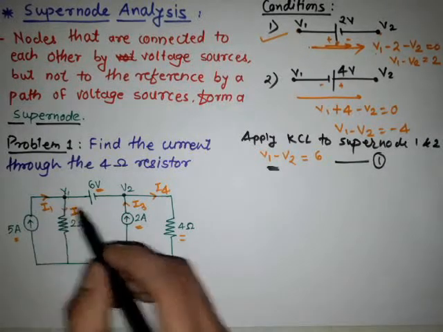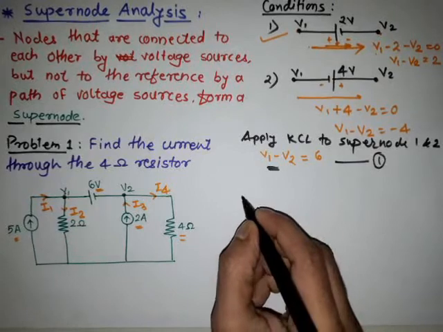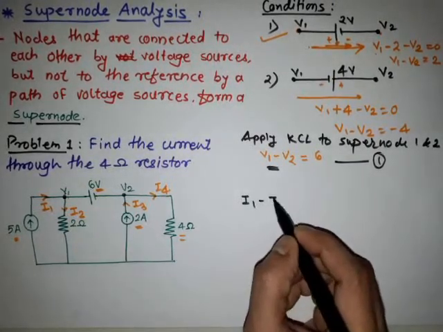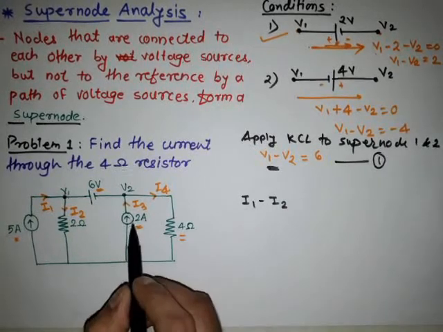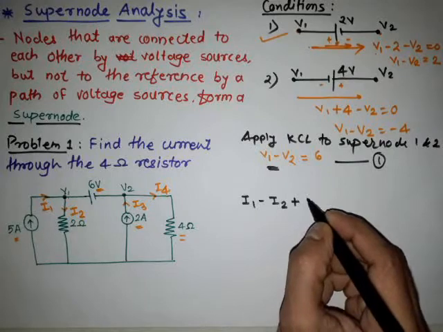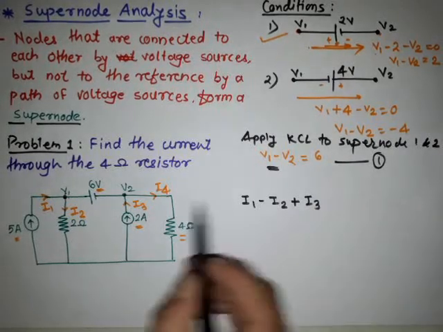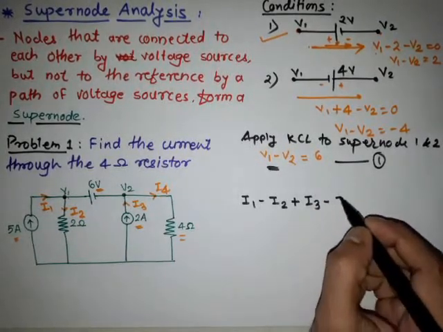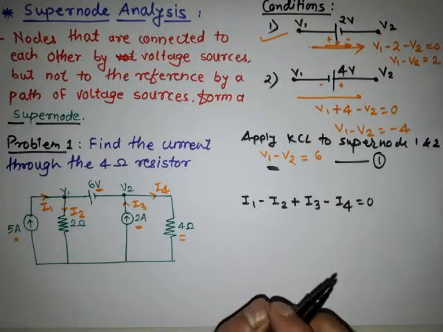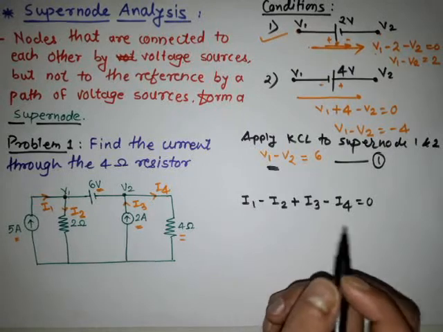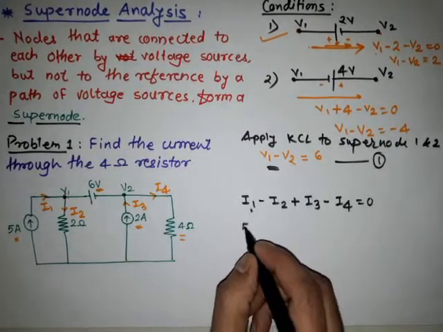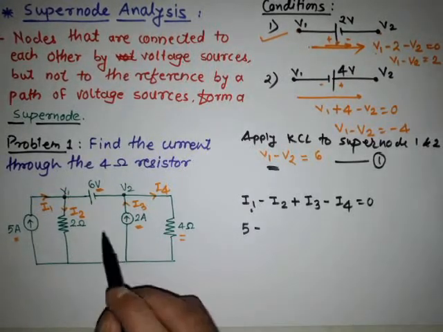So simply I1 is the incoming current, therefore it is plus I1, then I2 is the outgoing current, so it is minus I2, and here I3 again is the incoming current, so simply it is plus I3, and I4 is the outgoing current, so simply it is minus I4 which is equal to 0. So simply we are finding the equation for the I1, or I1 is directly given, it is 5 ampere, so therefore it is 5 minus I2.